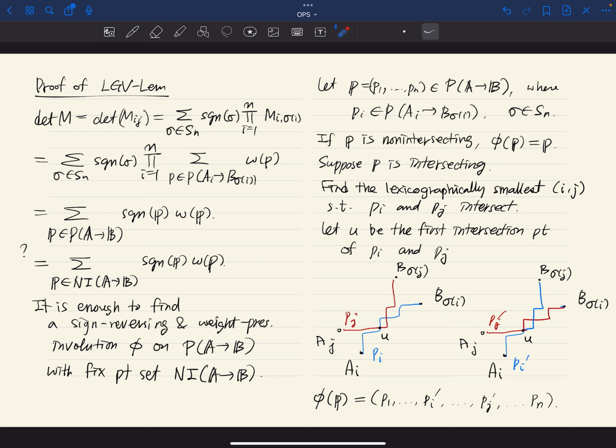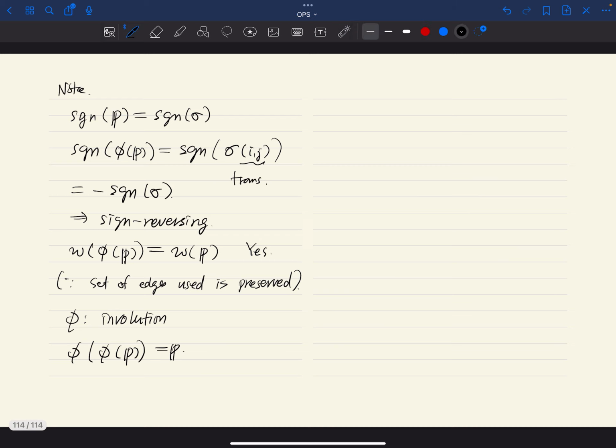And the fixed point is exactly this. Where is it? Yeah, this. So that's basically it. That's the proof. We have everything we wanted.